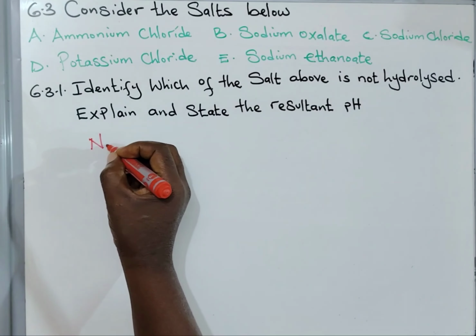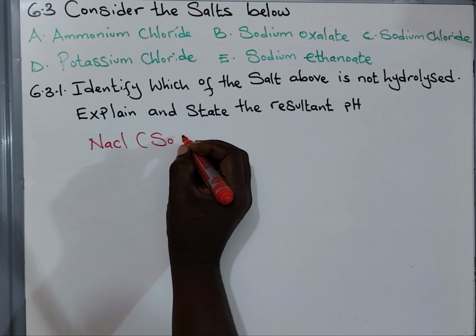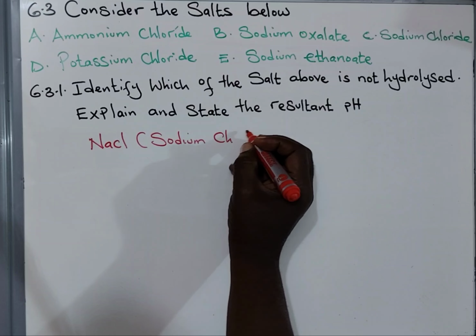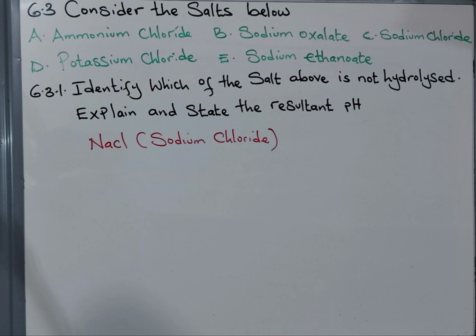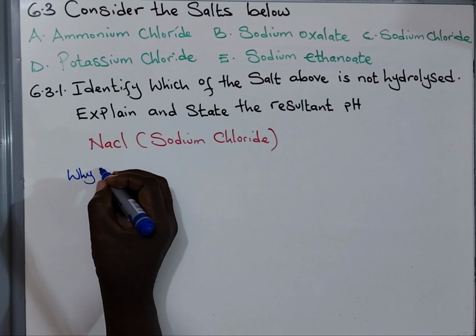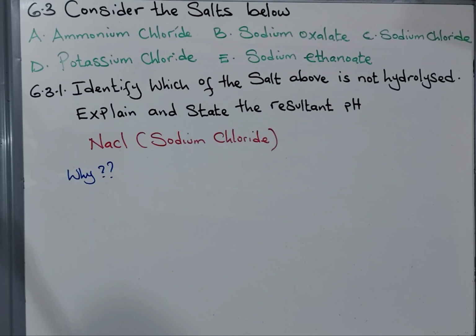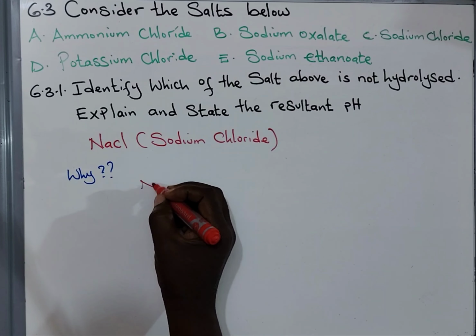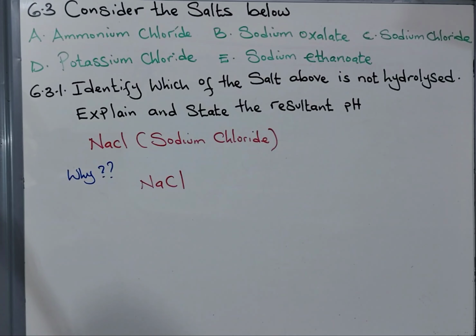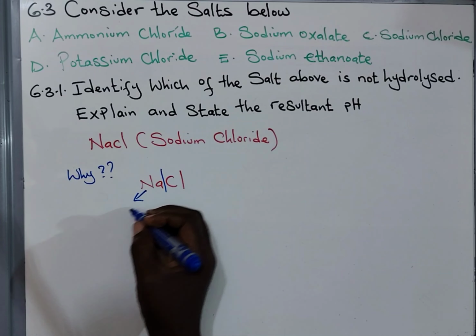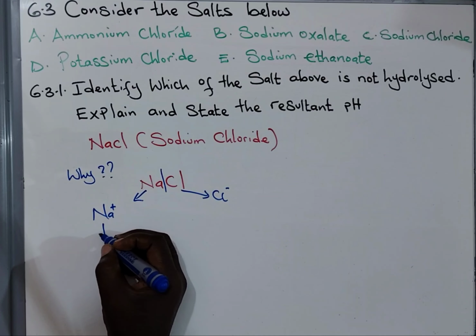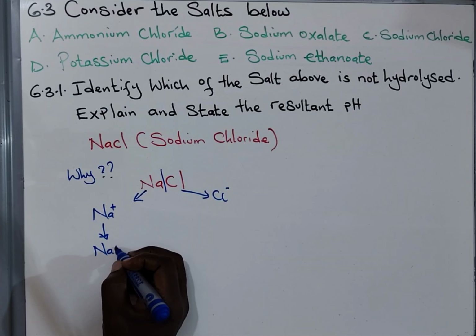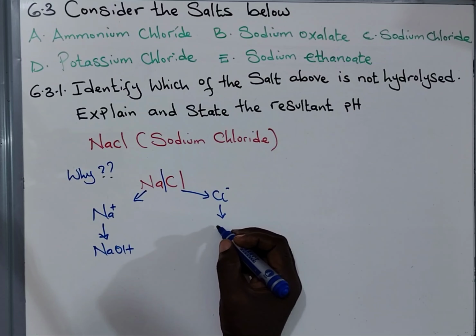So it is sodium chloride. Sodium chloride does not undergo hydrolysis. Okay, why? The reason is that when you look at sodium chloride, it is NaCl. So when you look at its constituent ions, you have sodium ion and chloride ion. If you trace the origin of these ions, sodium ions came from sodium hydroxide, and chloride ions came from hydrochloric acid.